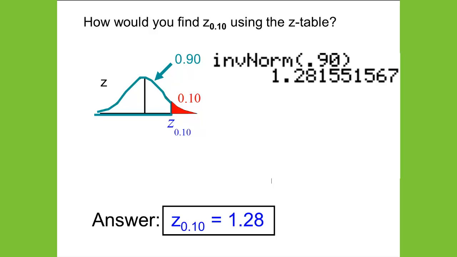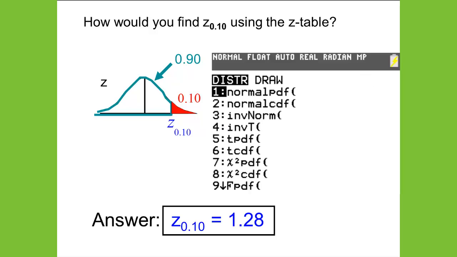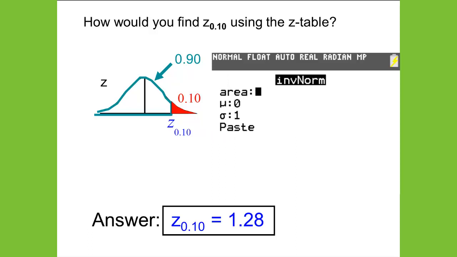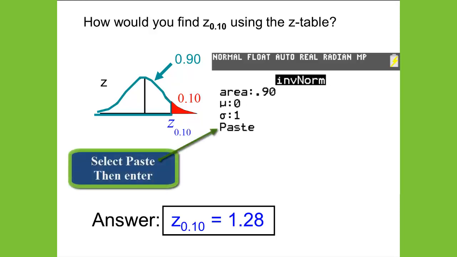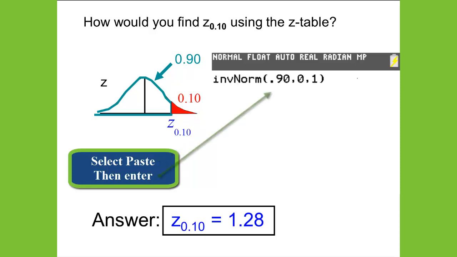If you have a TI-83, that should be your answer. With the newer calculators, once you press inverse norm, you will get what I call a sub-menu, which asks you to enter 0.90 for the area to the left, 0 for the mean, and 1 for your standard deviation, because that's the standard normal table. Then press enter, and you still get the same answer as before, and round that to 1.28.